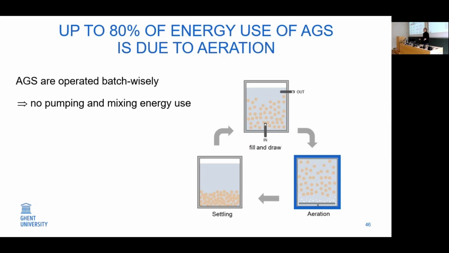I already indicated to you that for aerobic granular sludge reactors, we do not need pumping. We also hardly need mixing. We don't have mixers there. So that means that there's a lot less energy consumption, but all the energy is consumed for aeration. So if we want to save further on the energy consumption of aerobic granular sludge reactors, we need to save on the aeration. So the question is, how can we optimize the aeration?